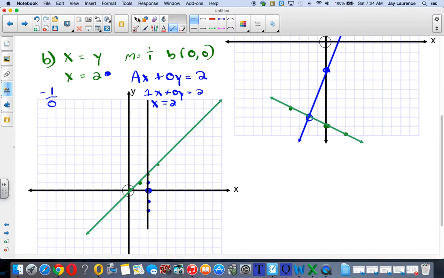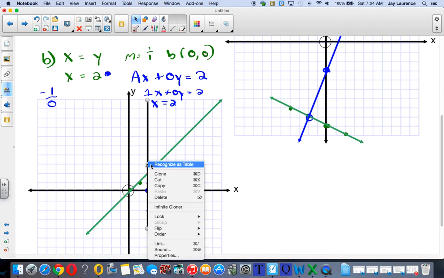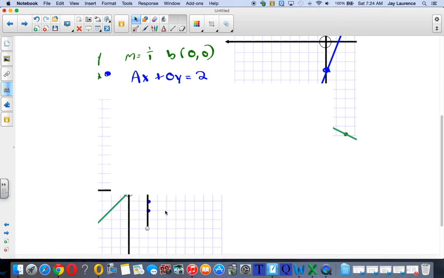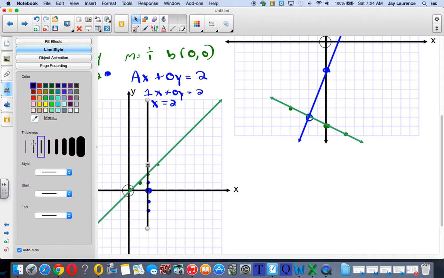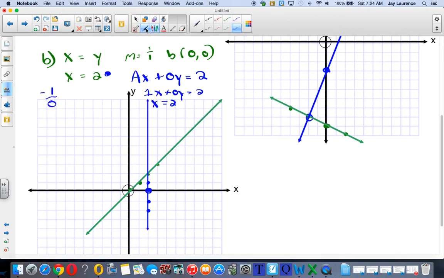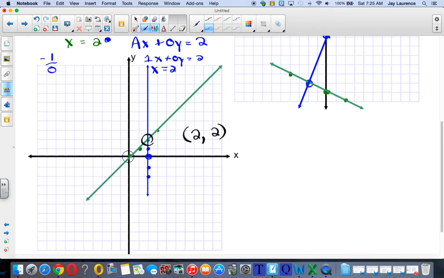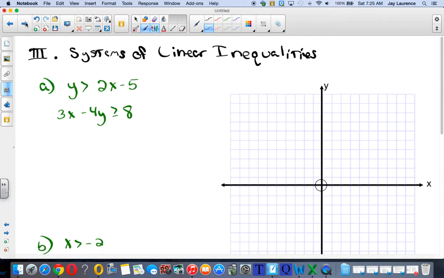Let me change the color. So we know it's a boy. Okay. All right, so we're going blue and need some arrowheads on this boy. And there we go. And it looks like the solution to this system is going to be the point 2, 2. Hey, it's wearing a tutu right there. All right, very good. Okay, so let's move right along.